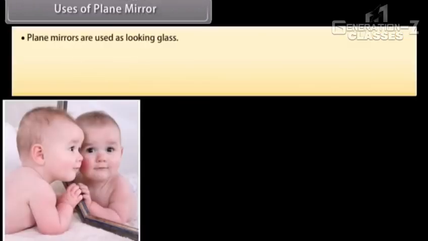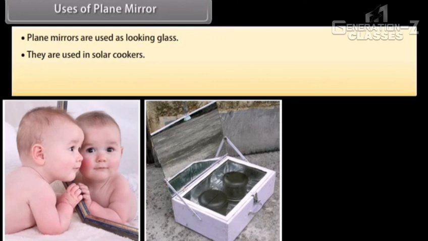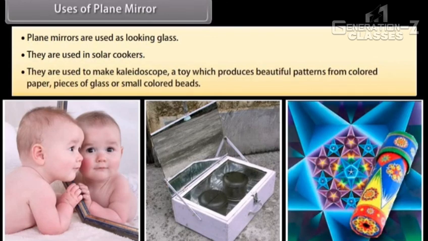Plane mirrors are used as looking glass. They are used in solar cookers. They are used to make a kaleidoscope, a toy which produces beautiful patterns from colored paper, pieces of glass, or small colored beads.